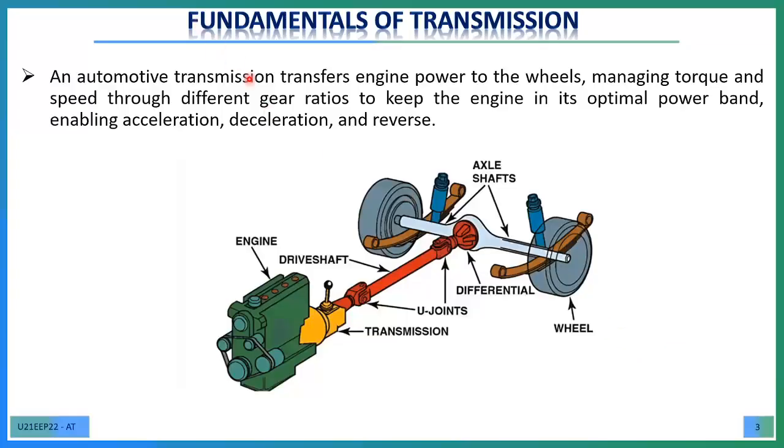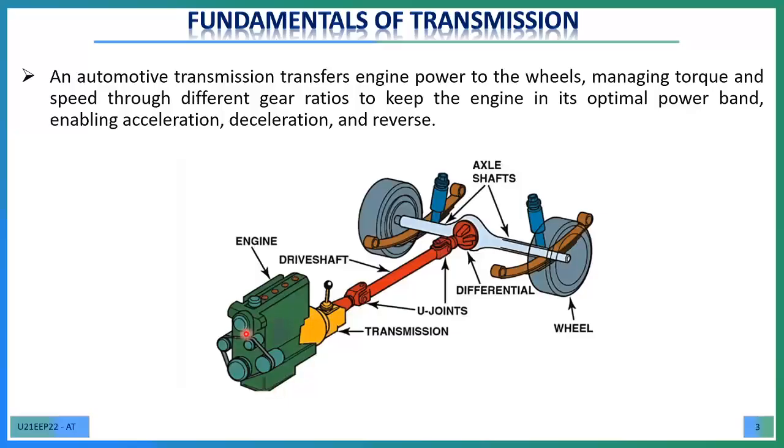An automatic transmission transfers engine power to the wheels, managing torque and speed through different gear ratios to keep the engine in its optimal power band, enabling acceleration, deceleration and reverse. We are going to see the fundamentals of transmission, the basic components present in the transmission system.